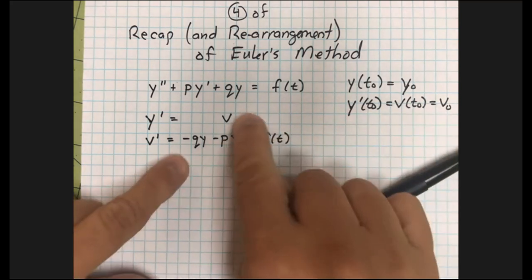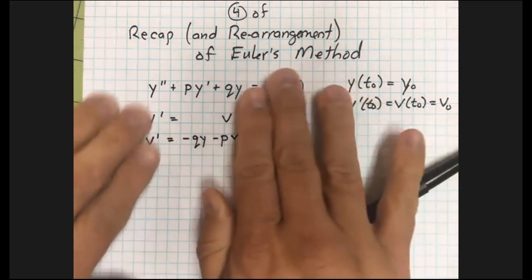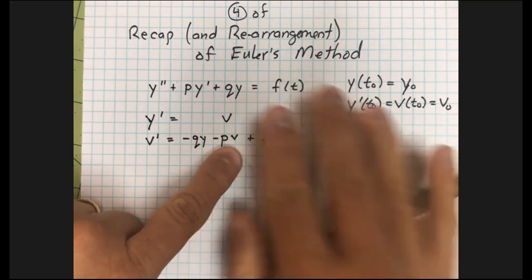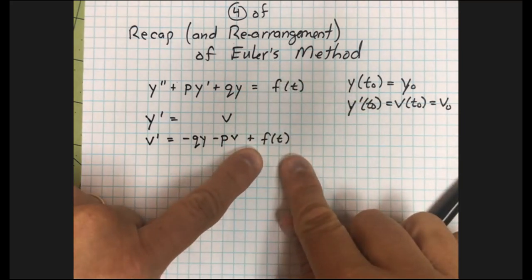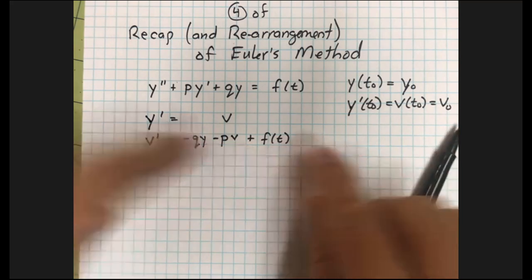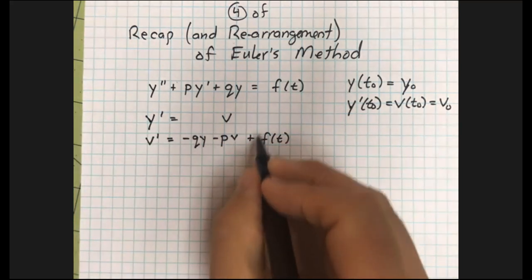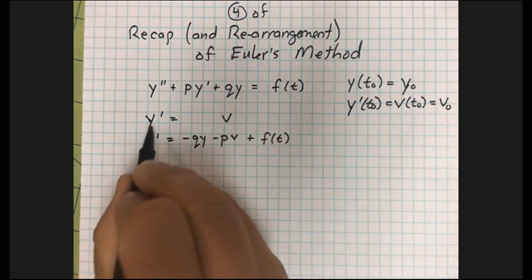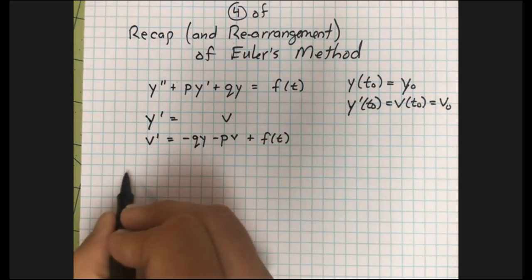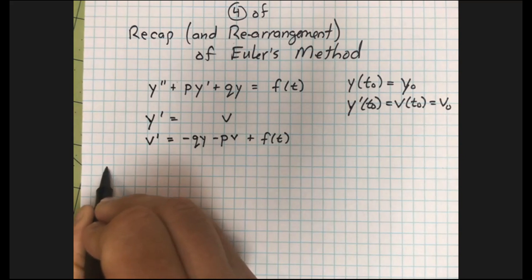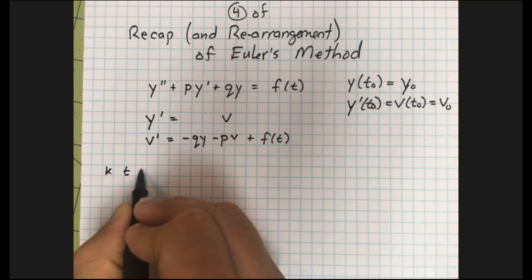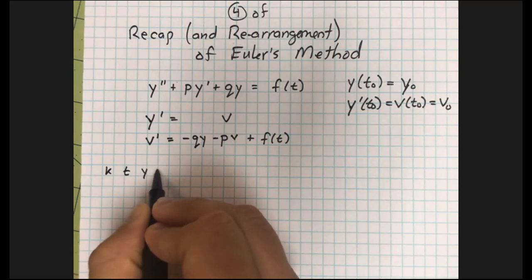This part, the minus qy and the minus pv, is the part that looks like a matrix, looks like a linear system. But this f of t is the input. Okay, this is a non-homogeneous linear system. This is how we did this in the past. This is how I set up my spreadsheet. Here's a counter. Here's t. Here's y. Here's v.